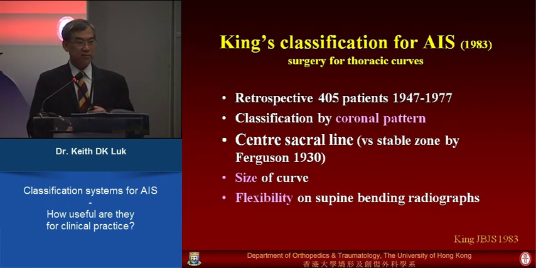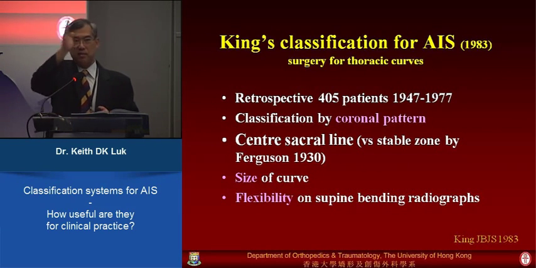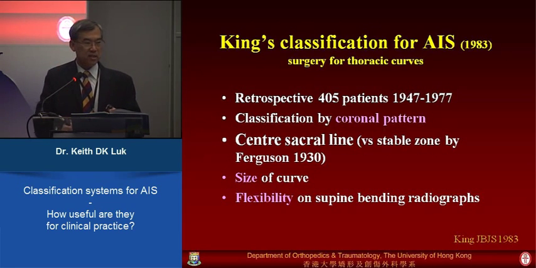Ontario in Canada. Now, the King's classification was first reported in the 1980s, and they did it through a retrospective series of over 400 patients, and they classified mainly from pattern recognition. So we recognize the pattern of the deformity particularly in the coronal plane. So we look at the frontal view, the PA or AP view of the spine, and you draw the central sacral line through the midpoint of the S1, and then you erect this line and decide whether the curve is deviating from this central sacral line.